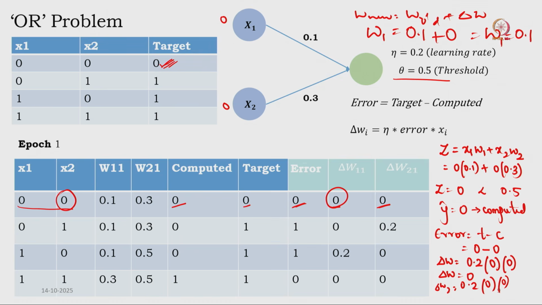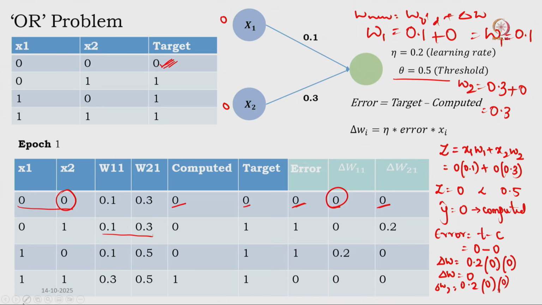And in a similar way, if you have to do W2, what is the old weight of W2? It is 0.3. And what is the change, the delta W2? This is also 0. So, when you add, you get 0.3. So, the weights are W1 and W2, and for the next input they will be 0.1 and 0.3 only.